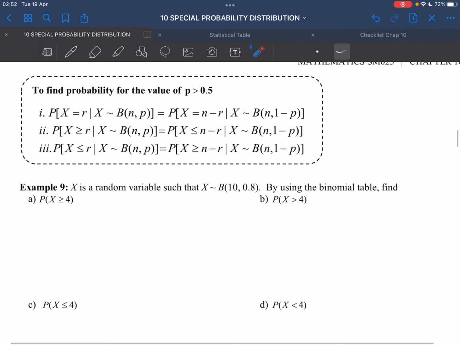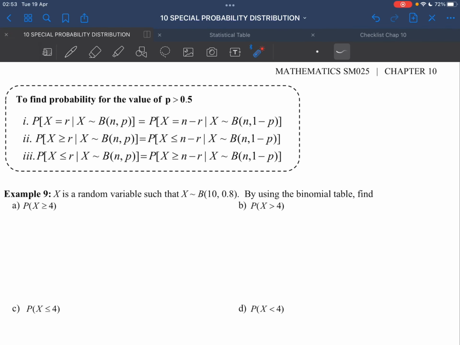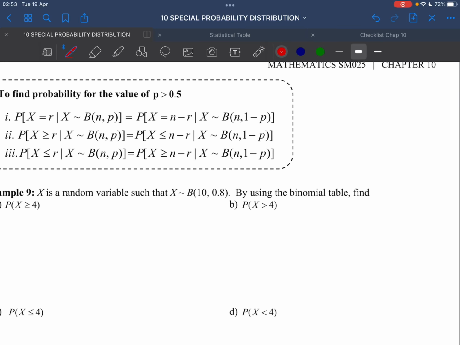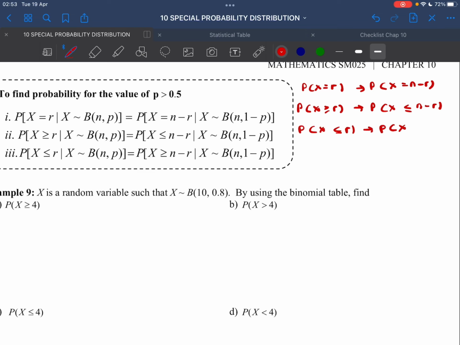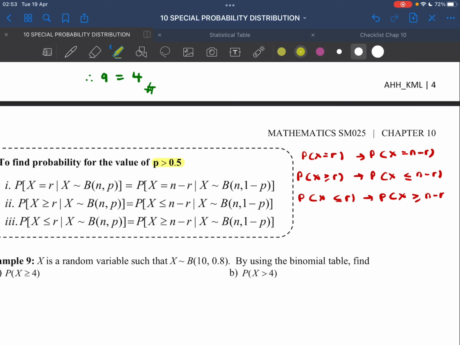So now let's see the example. Let's just quickly write the example that we have here. We have P(X = r), we change to P(X = n minus r), and if you have P(X greater than or equal to r), we have to change to P(X less than or equal to n minus r). If it is just less, not equal, you just follow the sign. If you have P(X less than or equal to r), we have to change to P(X greater than or equal to n minus r). Okay, so this is for the case p greater than 0.5.